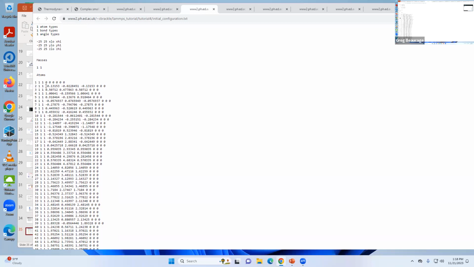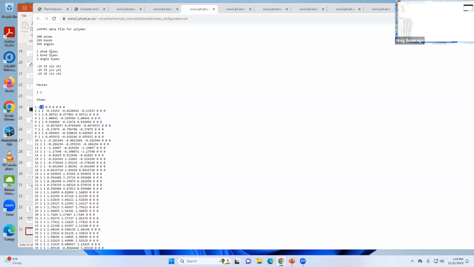Right? Oh, wait. This is X, Y, Z. Oh, so they aren't on... let's see. What are these numbers? We have 6 numbers, right? 1, 2, 3. I think initial position and initial velocity. What are the first two numbers? The first two are atom type and... the angle type, maybe. Atom type, yeah, atom or bond type. Oh, bond type. Okay. Atom, bond type, then X, Y, Z.